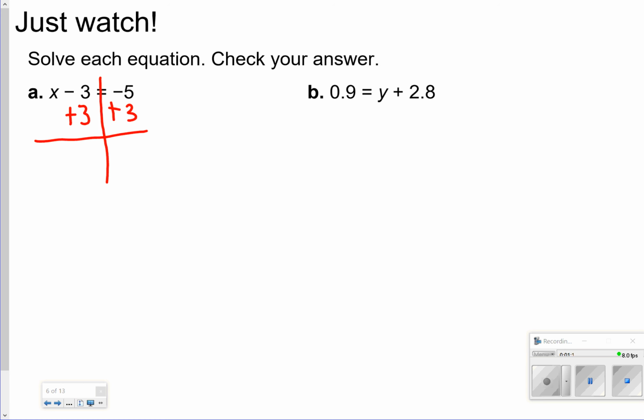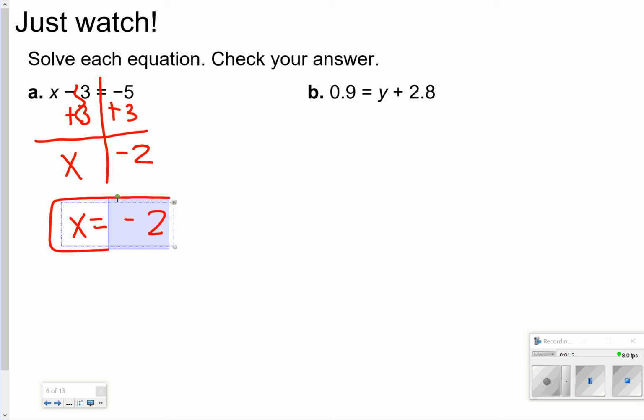A negative 3 and a plus 3 cancel out to be 0, so all you're left with is X. But over here, a negative 5 and a positive 3 make a negative 2. So in letter A, X is equal to negative 2. In letter B, a little bit different.